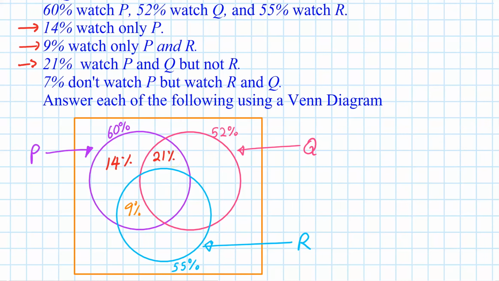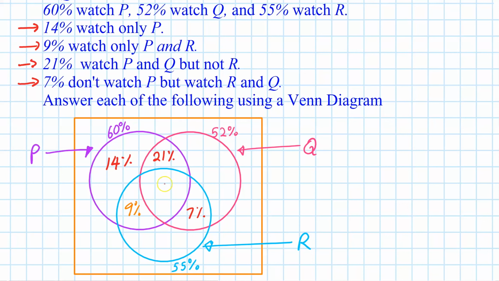Well, now we are going to include the final one before we start all the other calculations for the leftover areas. 7% don't watch P, that means not in the purple area, but watch R and Q. It's another way of saying only R and Q. See the way the question is presented, only R and Q. That's 7% here. Well, we included those.